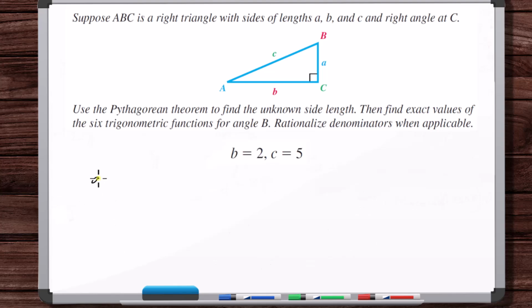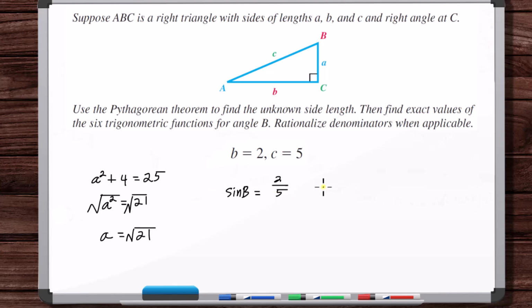All right, A squared plus B squared, which is 4, is equal to C squared, which is 25. A squared is equal to 21. So A is equal to root 21. So sine of B is equal to opposite over hypotenuse, so B over C. That's 2 over 5. So we've got cosecant B is 5/2.